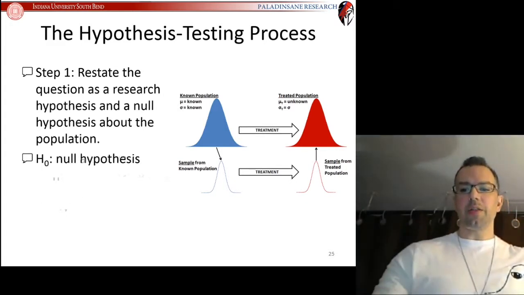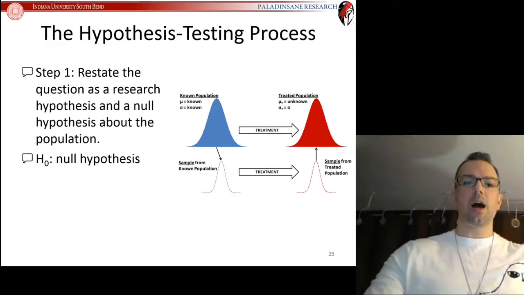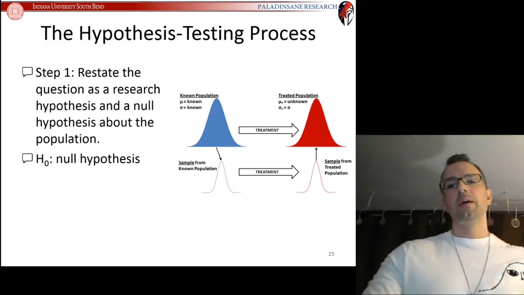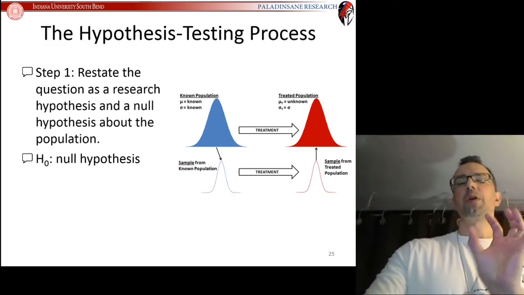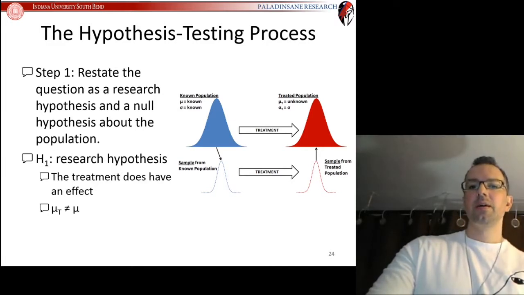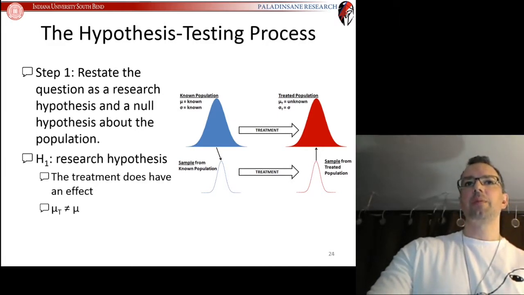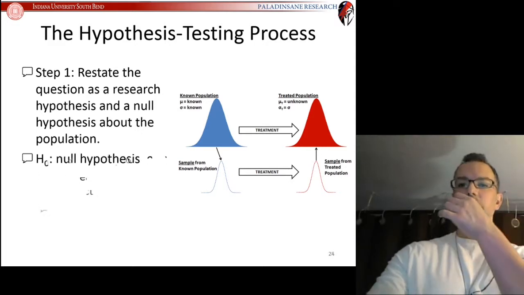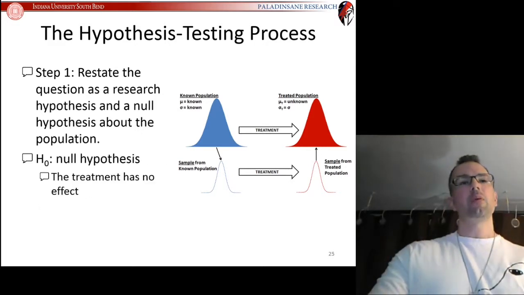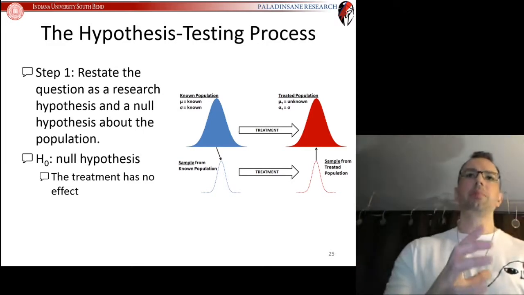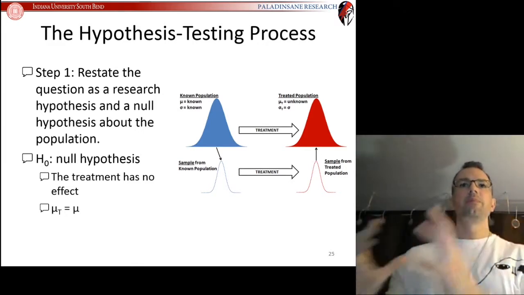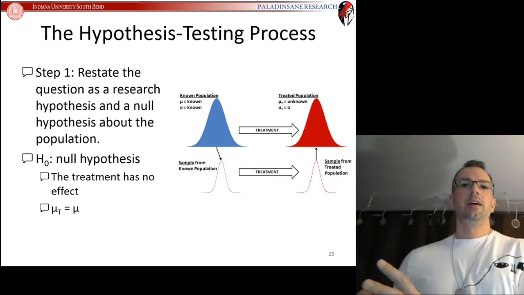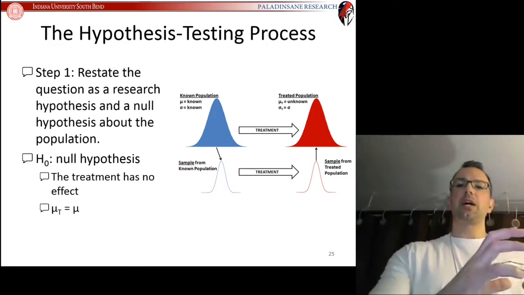The other hypothesis is the null hypothesis. And the null hypothesis is always the complete opposite of the research hypothesis. So the research hypothesis is that the treatment does have an effect. The null hypothesis is that the treatment does not have an effect. The treatment does nothing. And we write that mathematically as the mean of the treated population equals the mean of the untreated population.